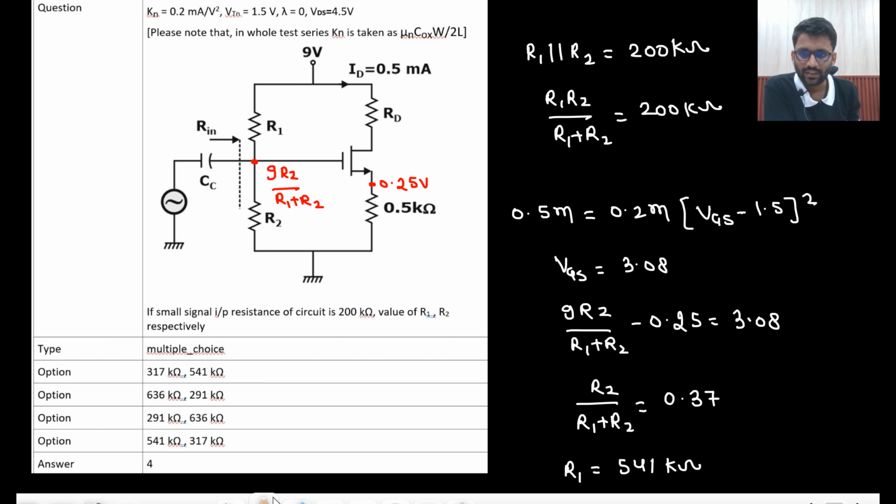Okay, so only one option matches, and then you can get the value of R2 as well. So this is the way. First R1 R2 upon R1 plus R2, then from there I got the value of R1 and then R2. So the VGS value I determined from there.